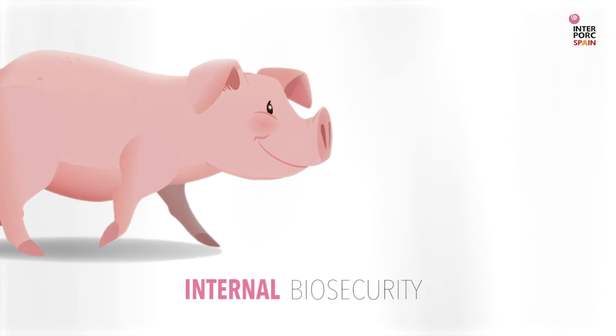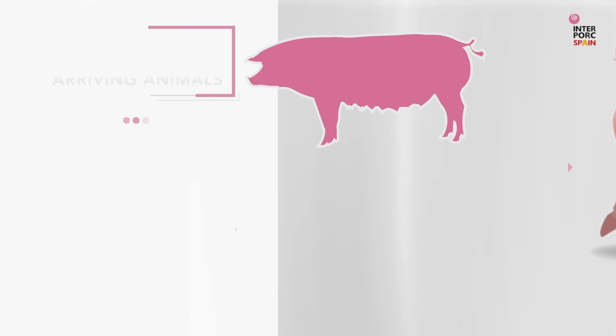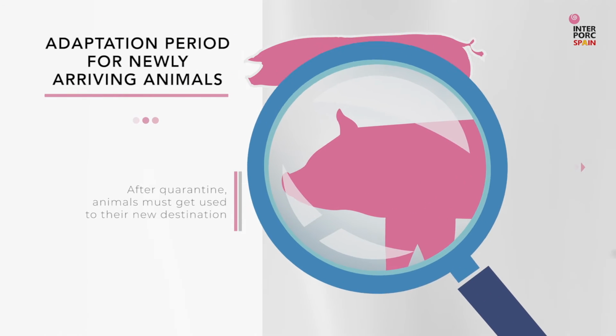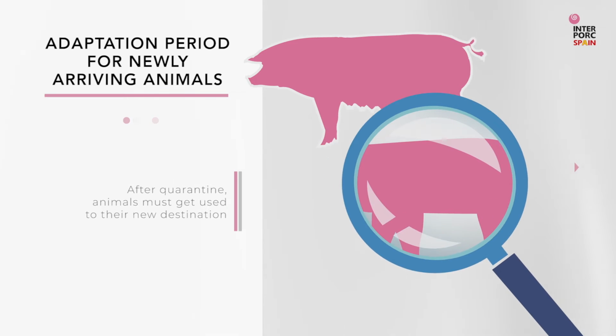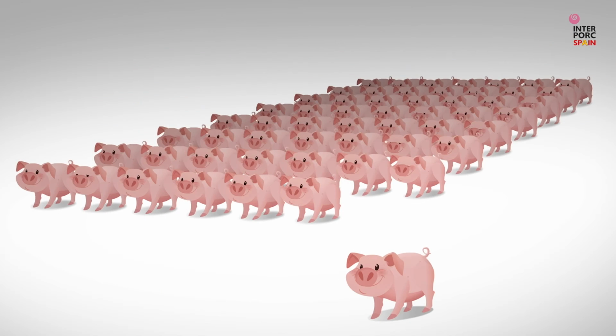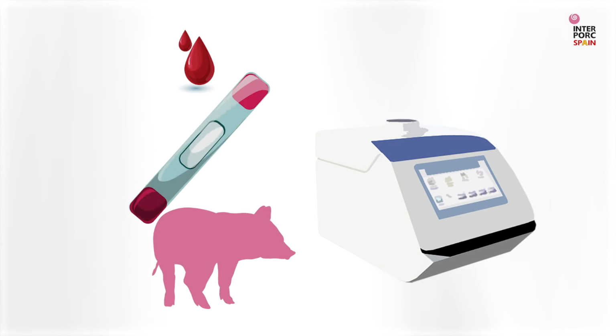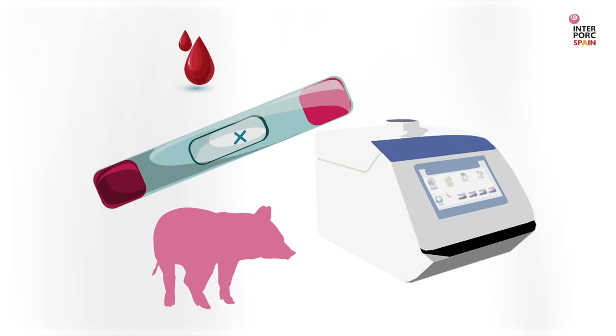Internal biosecurity. The most important internal biosecurity measures are adaptation period for newly arriving animals. After quarantine, animals must get used to the new destination and be immunized with vaccines or by contact with other animals on the farm. Appropriate diagnostic techniques should be used to confirm they have been correctly immunized.